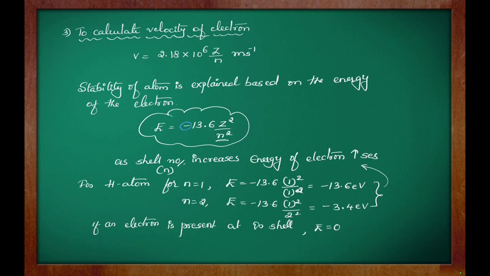Since this outermost shell has more energy, it becomes less stable and therefore it eagerly participates in any chemical reaction. Whereas if you consider an electron which is present in the innermost orbit, it is more stable, hence it does not participate eagerly in a chemical reaction. So this is how you can explain the stability of atom based on the energy of electron.